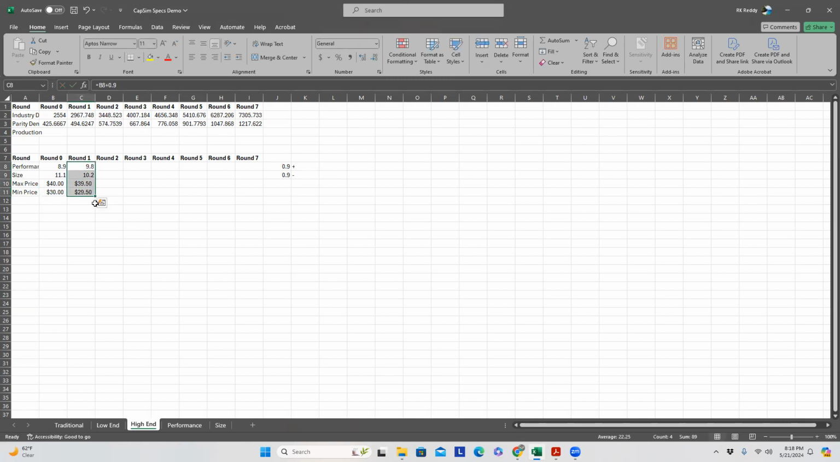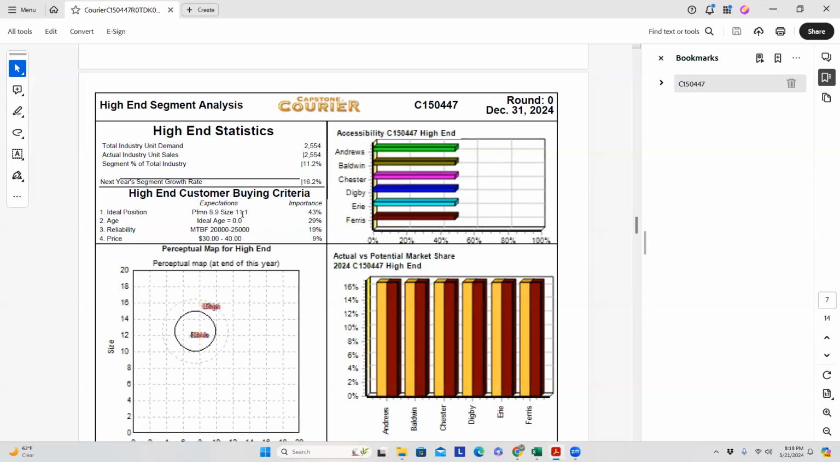So now let's configure this for the entire time period. Now we have the price requirements and everything. Here, what you will observe is that the performance ideal position is the most important criteria that they have. Age of 0 is what they want. That means they love brand new products that are new in the market. So this gives you an opportunity to create brand new products.